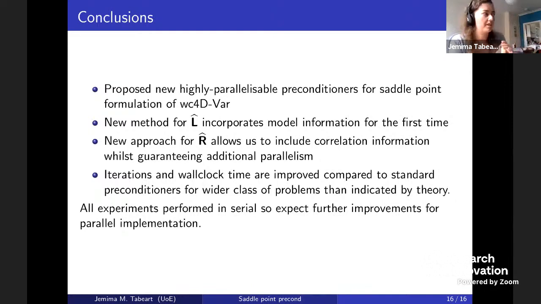And all of the experiments I've presented have been performed in serial. So if we actually exploited the parallel structure, we'd expect to see even more improvements there. So that's everything I had to say, and I'm happy to take some questions.